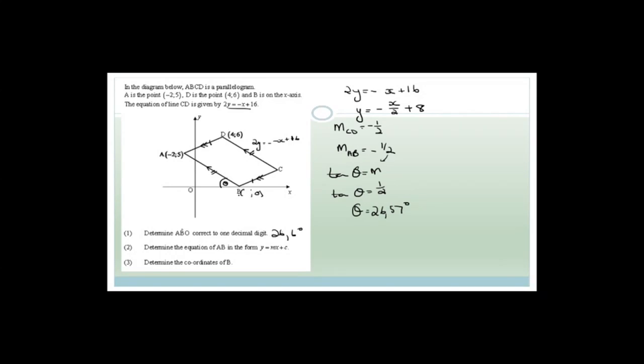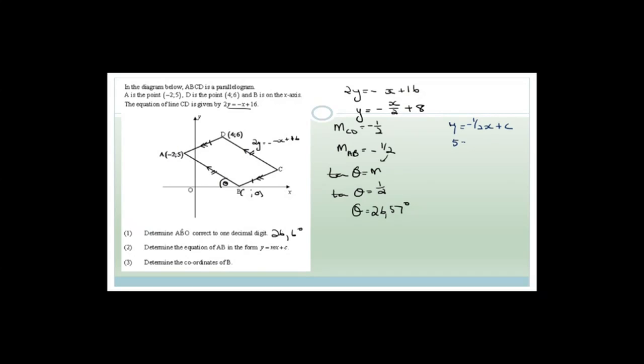Okay, now it says determine the equation of line AB in terms of y is equal to mx plus c. Well, that's fairly easy because we already have the gradient, it's minus a half. So we've got y is equal to minus a half x plus c. Why is it minus a half? Because it's the same as that gradient over there. And now all we need to do is substitute in a point.